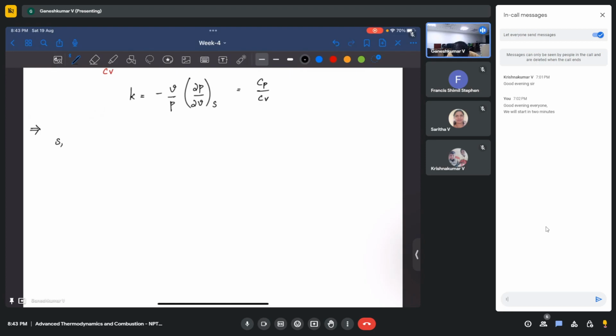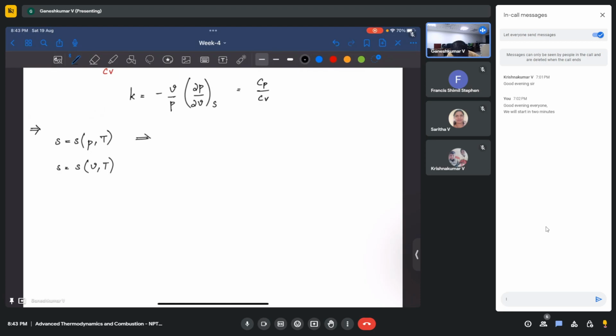Here, S is a function of P and T. S can be a function of P and V. S can be a function of P and T. S can be a function of V and T. Right. So this is also true.